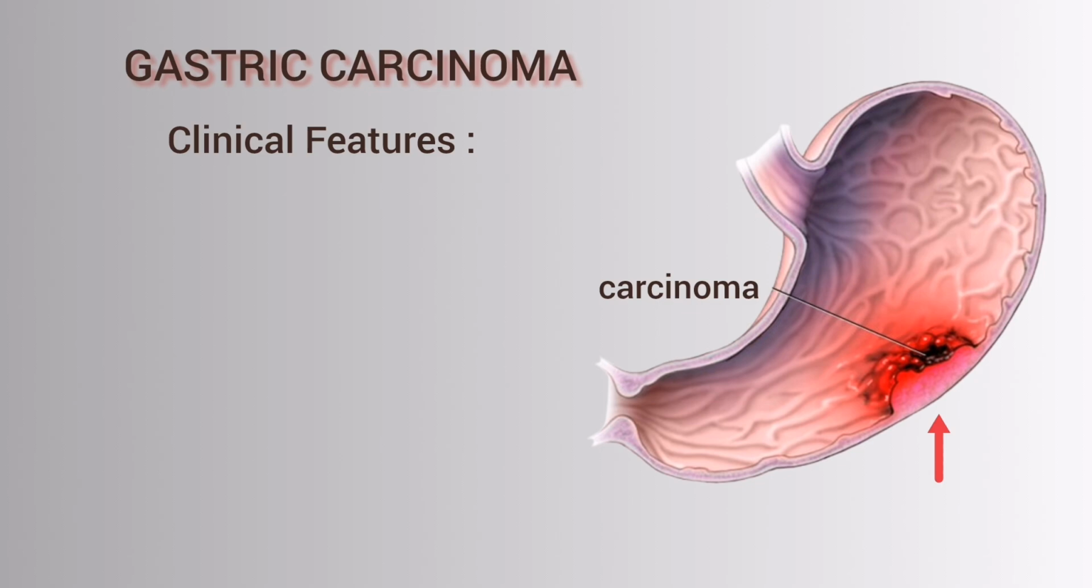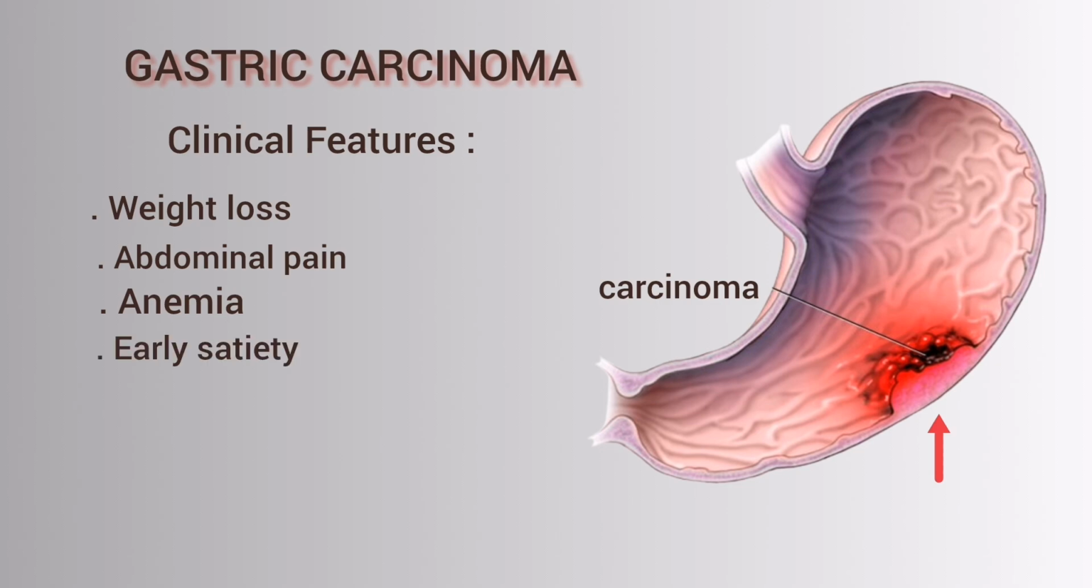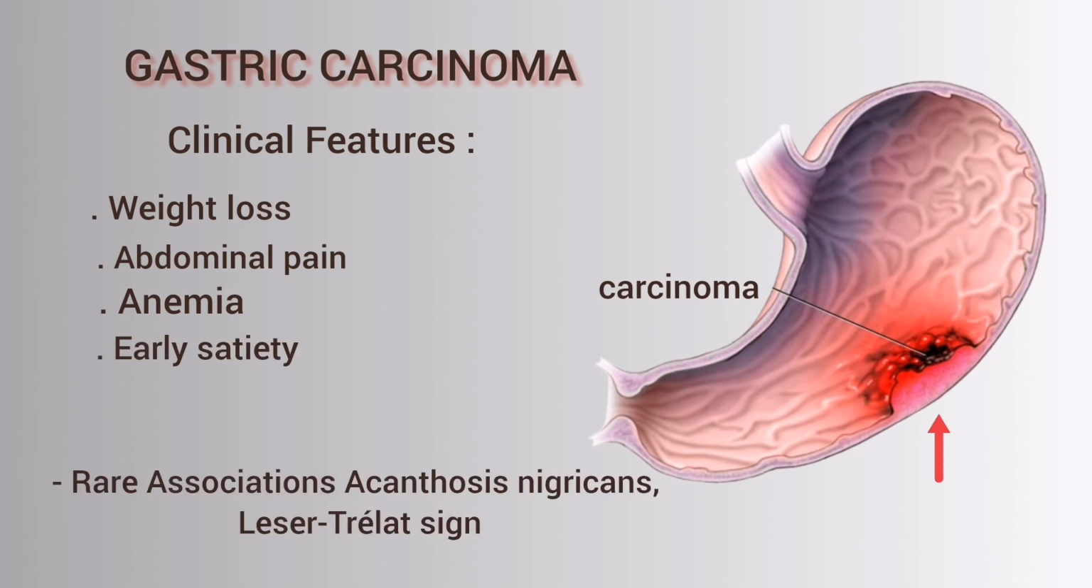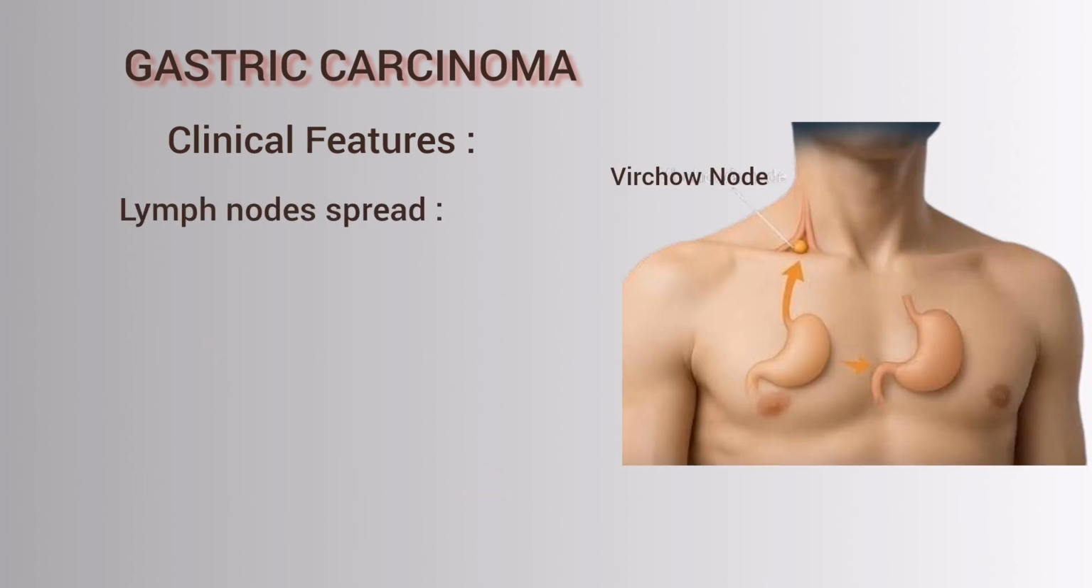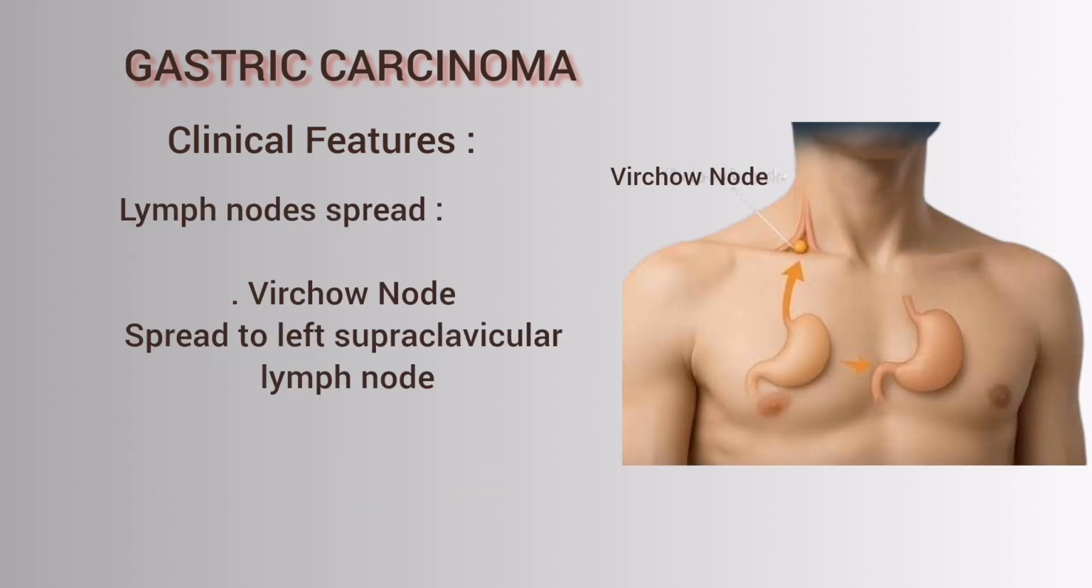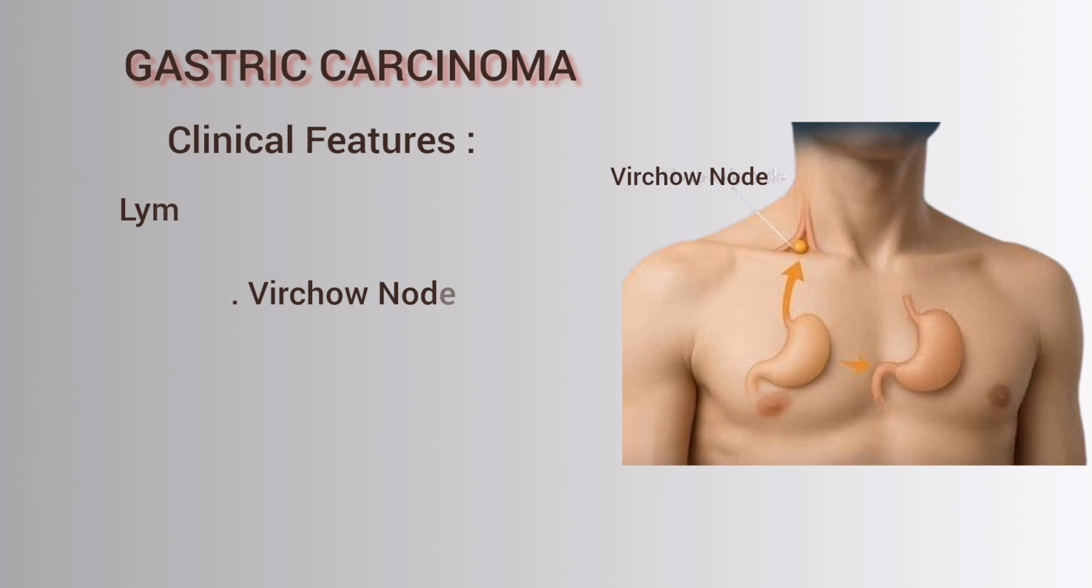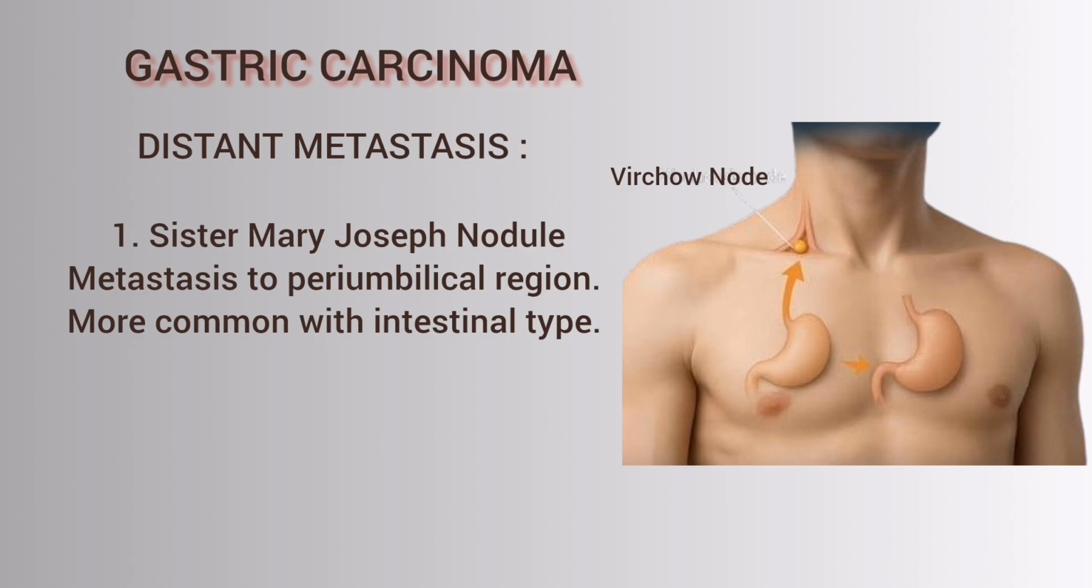Clinical features of the gastric carcinoma: the common symptoms are weight loss, abdominal pain, and anemia in the early stage, and the rare associations are the acanthosis nigricans and the Leser-Trélat sign. Lymph node spread, in this case, is to the left supraclavicular lymph node, which is known as the Virchow node. Distant metastasis, in this case, the first one is the Sister Mary Joseph nodule, which means the metastasis to the periumbilical region, more common with the intestinal type.